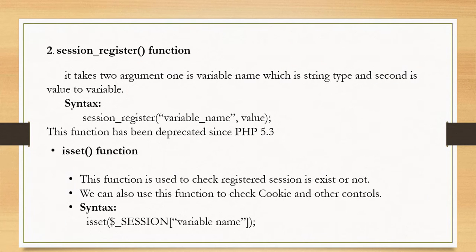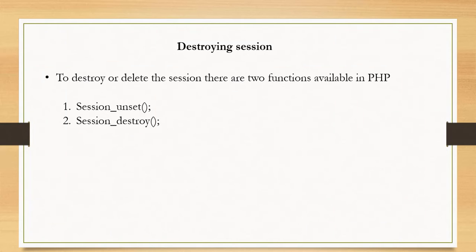Now we discuss isset function. Once we register a session, if we want to check whether the session is registered or not, then we can check it using the isset function. We need to pass session variable name as an argument. This function returns true if session is registered and false if session is not registered.